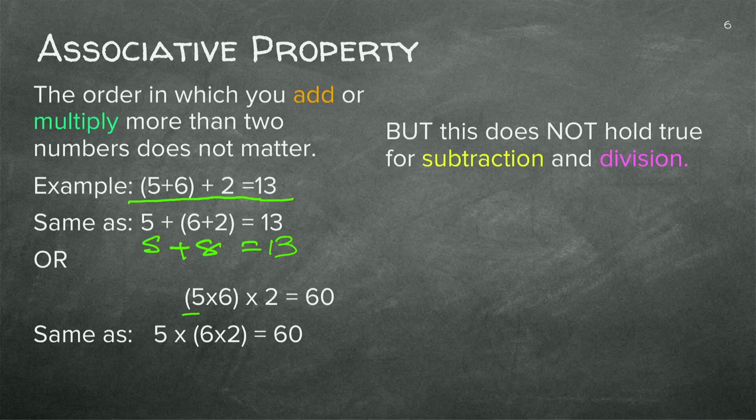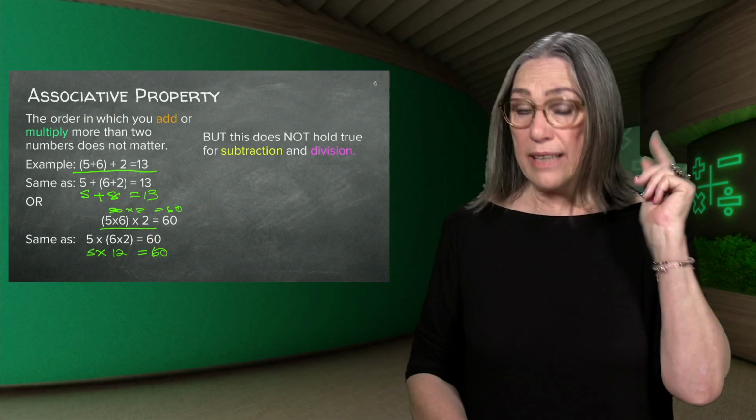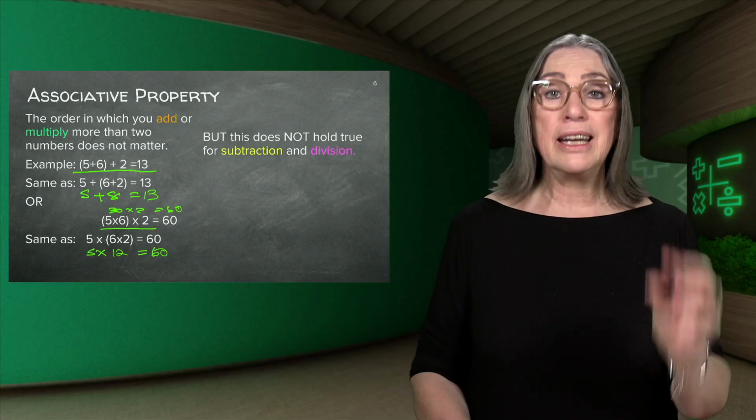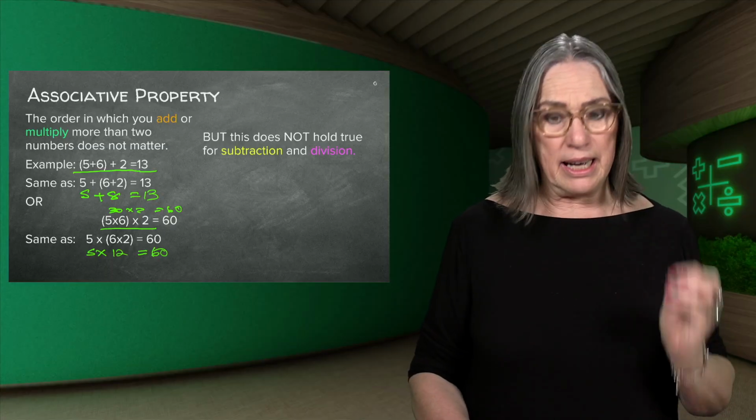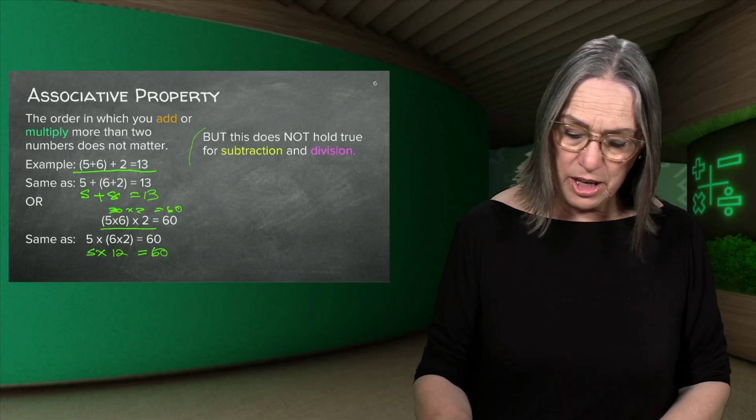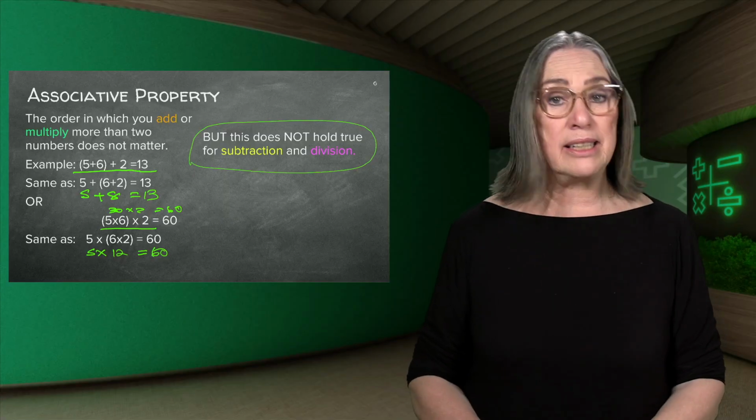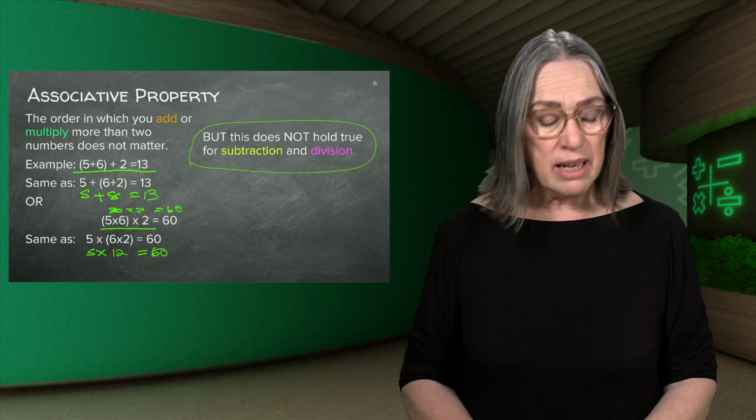And the same with multiplication. If you say 5 times 6 times 2, 5 times 6 is 30, times 2 gives us 60. But if you say 5 times the bracket 6 times 2, that is 5 times 12, also gives us 60. So in order, associative property works on addition and multiplication. But the same question, do you think it holds true under subtraction and division?